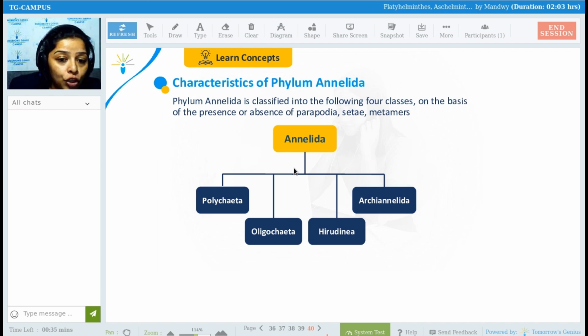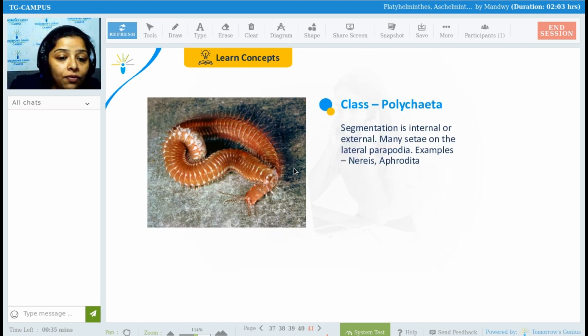Let's see the classification of annelids or Annelida. The Annelida phylum is classified into 4 classes on the basis of presence or absence of locomotory appendages and segments. Whether the parapodia is there or not, whether the setae is there or not, whether they are metamers or not. So we have 4 classes: Polychaeta, Oligochaeta, Hirudinea, and Archaeannelida.